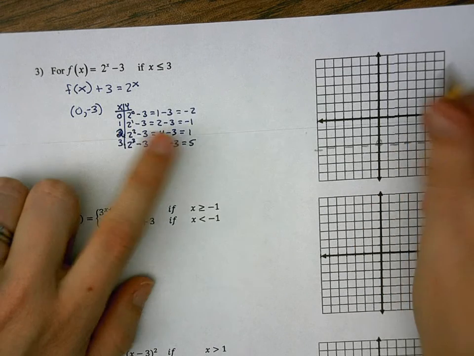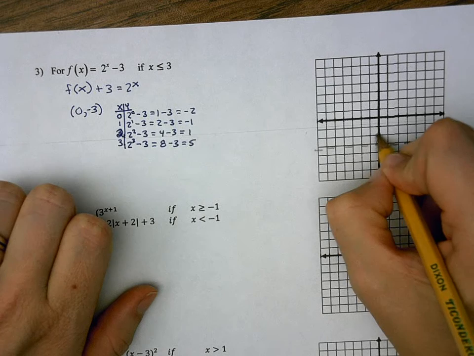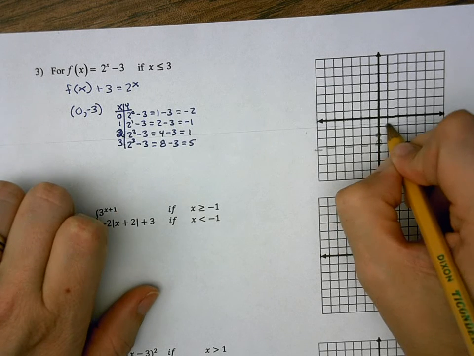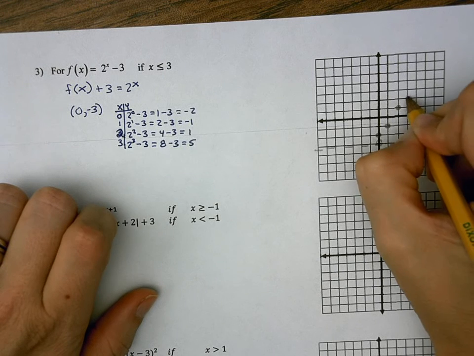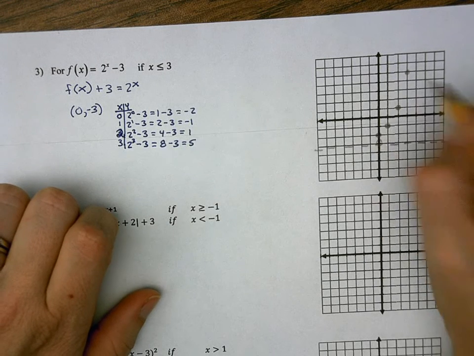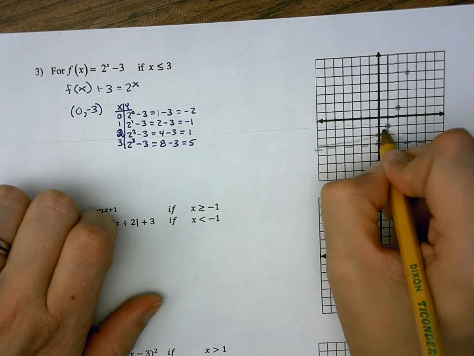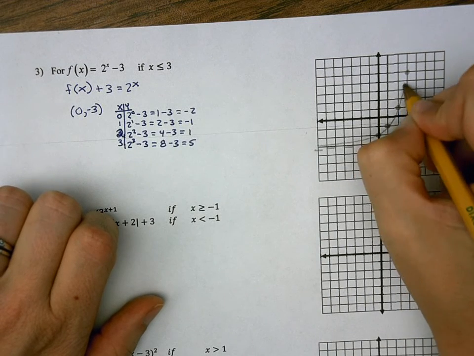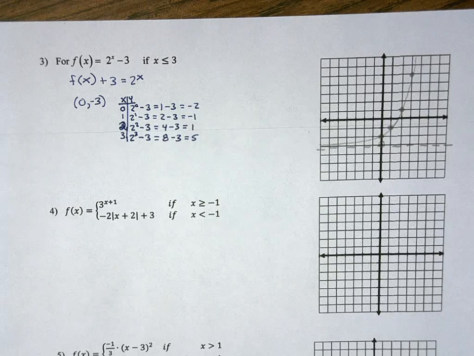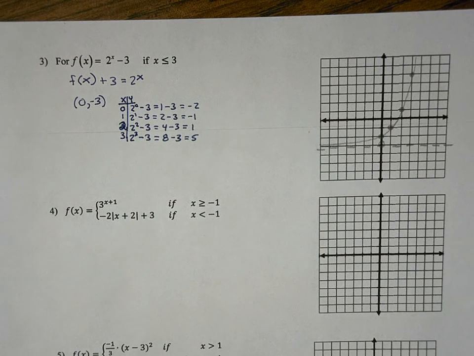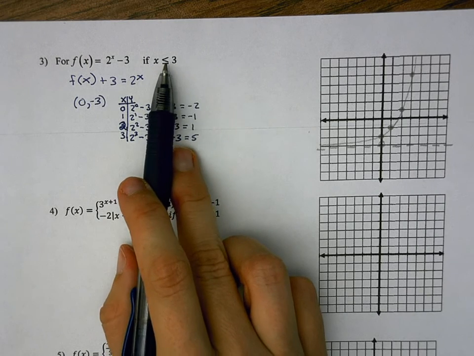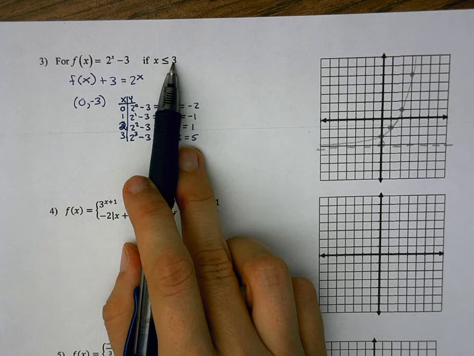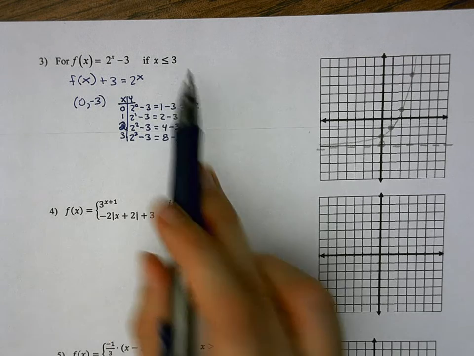We have 0, negative 2, 1, negative 1, 2, 1, and 3, 5. And we've got our exponential here. Okay, and so then what part am I going to be leaving? Well, I'm going to be leaving the part where x is less than or equal to 3. Right? If it's not less than or equal to 3, then I'm not including it.